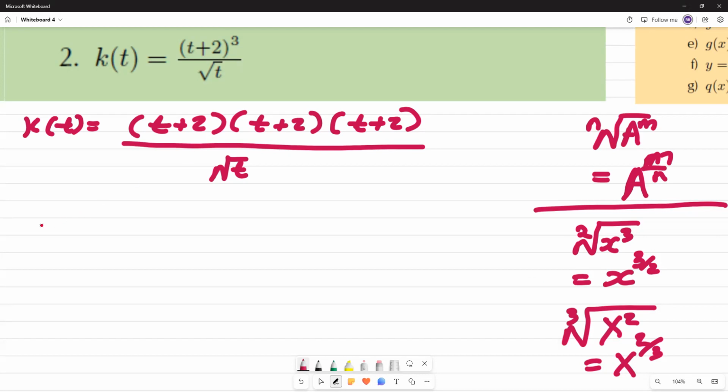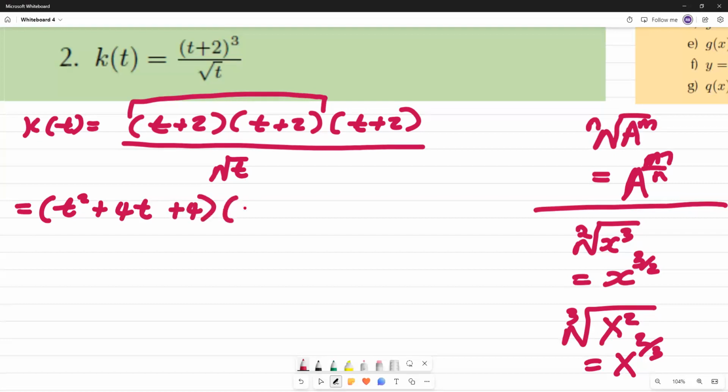Okay. Since I have 3 brackets, I need to deal with 2 first. So I'm going to deal with this 2. I'm going to have t squared plus this times that, and then this times that. The final answer will be 4t in the middle when you add like terms, then plus 4. And then we still have t plus 2 all over the square root of t. I can say t to the power half, we agree? Okay, let's not change it for now. We'll change it later on. So there I still have the square root of t.